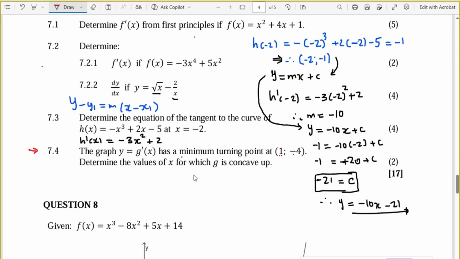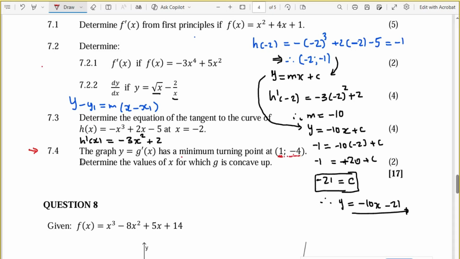No. Okay, look at this. Now, they say that the graph y is equal to g prime at x. When you see the word minimum, just know that we're talking about the first derivative. We are referring to the first derivative. But now, it has the minimum, so they are talking about the turning point at that point.